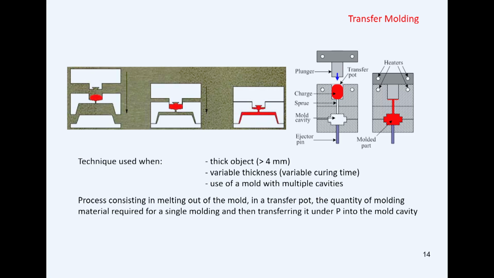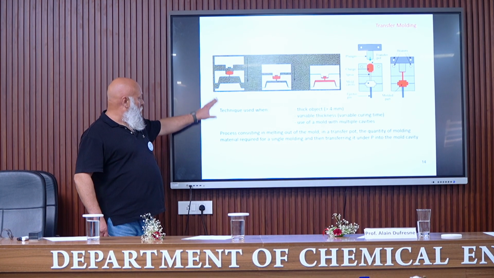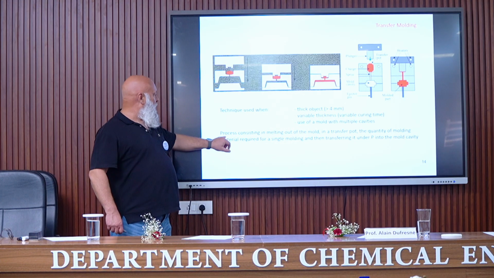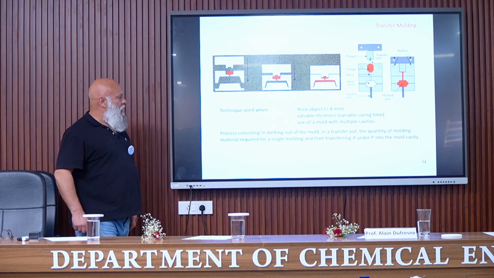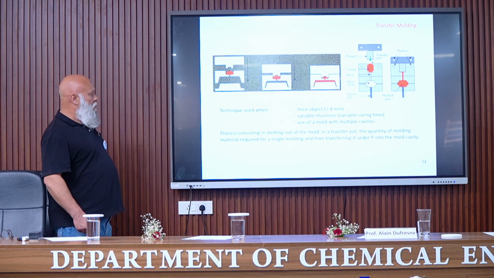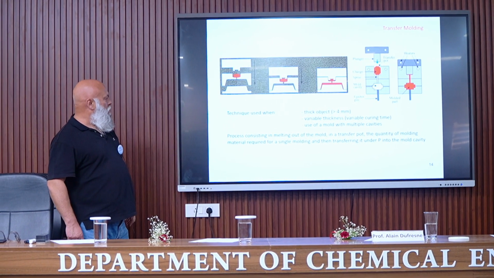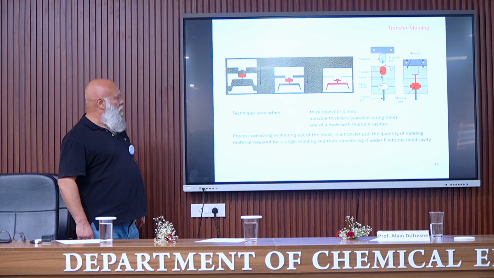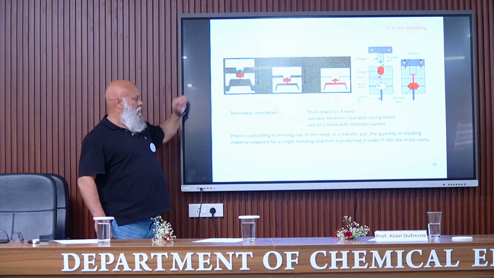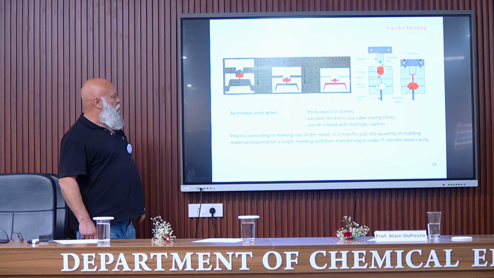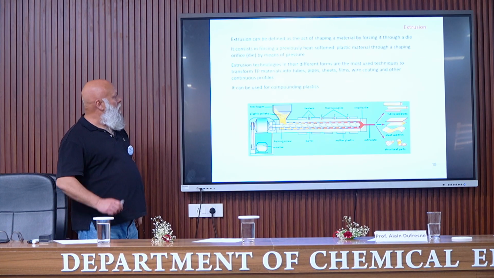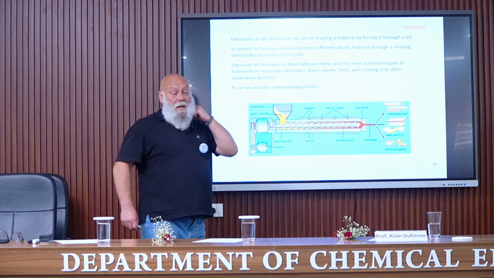So, just to recall the principle that I briefly explained, this process consists in melting, out of the mold, in what is called a transfer pot, the quantity of molding material which is necessary for a single molding, and then it is transferred under pressure to the cavity of the mold. Now for thermoplastic polymers, which are broadly used, of course.